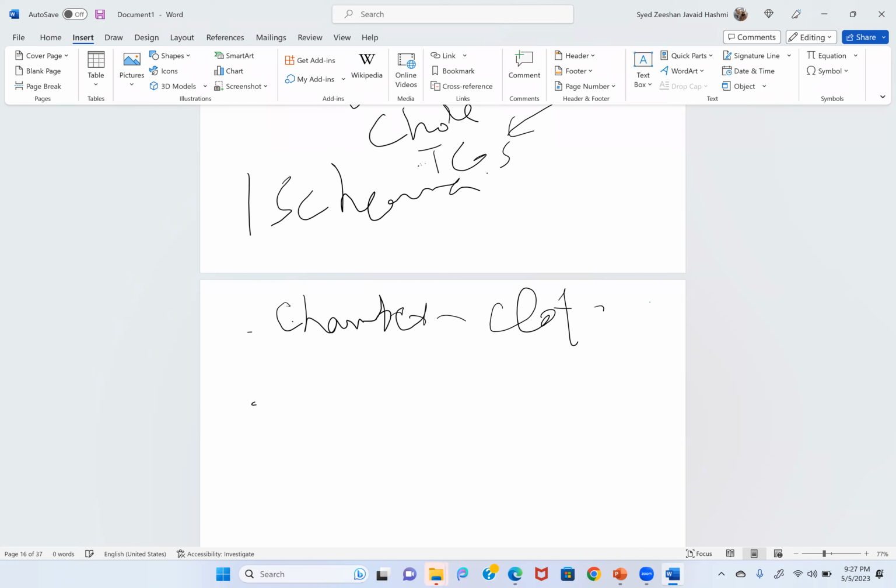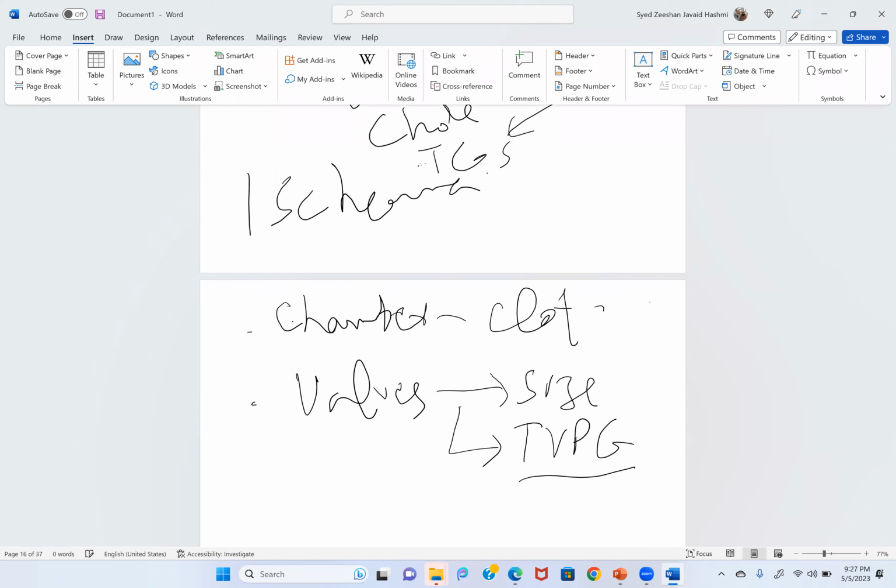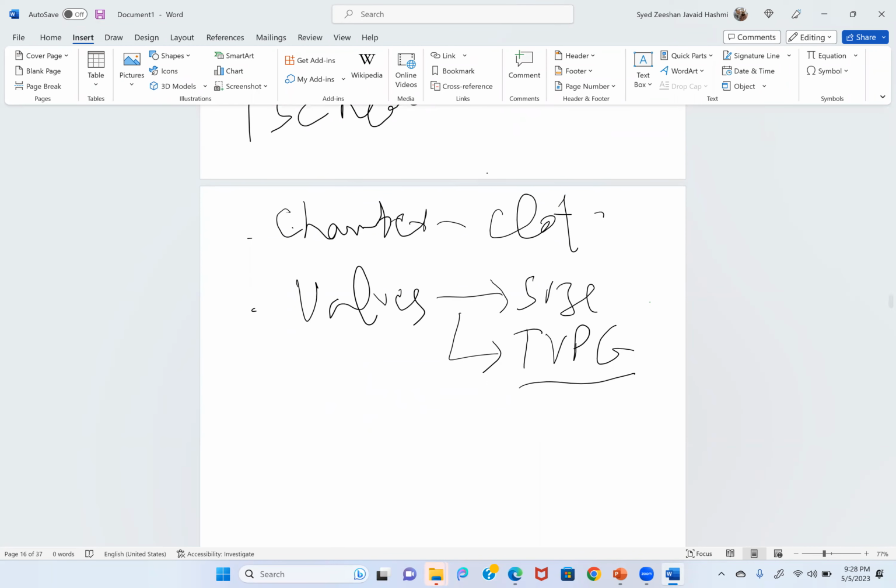Number one. Then you will see the valves. In the valves, if it is, for example, a stenotic area, you will be looking at the size, and then you will be looking at the transvalvular pressure gradient, because this will be telling you how significant the stenosis is. Then if it is a regurgitant lesion, you will have the regurgitant fraction. Because there is a backflow, you will be seeing how much is going back and how much is going forward.